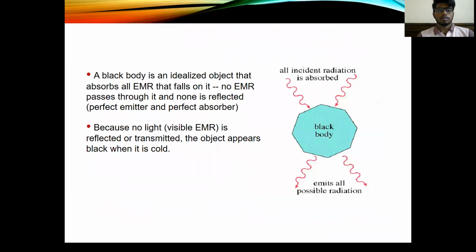Okay, next one. The black body is an idealized object that absorbs all EMR that falls on it. No EMR passes through it and none is reflected. Perfect emitter and a perfect absorber. All incident radiation is absorbed. A black body emits all possible radiations. Because no visible EMR is reflected or transmitted, the object appears black when it is cold. We can see this object in this picture.